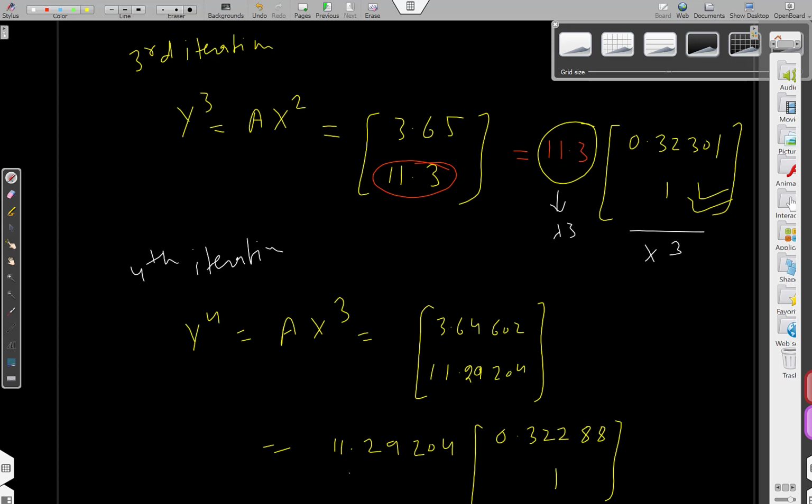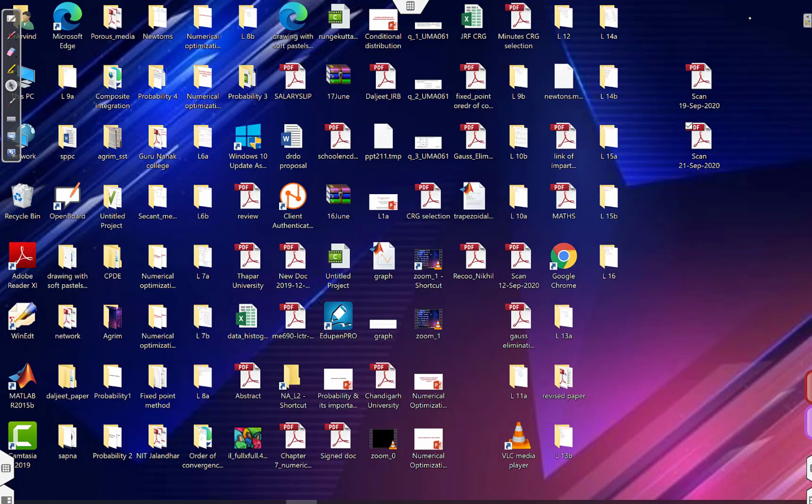Since the question asked to compute 4 iterations, this is according to the fourth iteration, that is the dominant eigenvalue. This is the dominant eigenvalue, and this is the corresponding dominant eigenvector. So this is the power method that we discussed for this example. Okay, thank you.